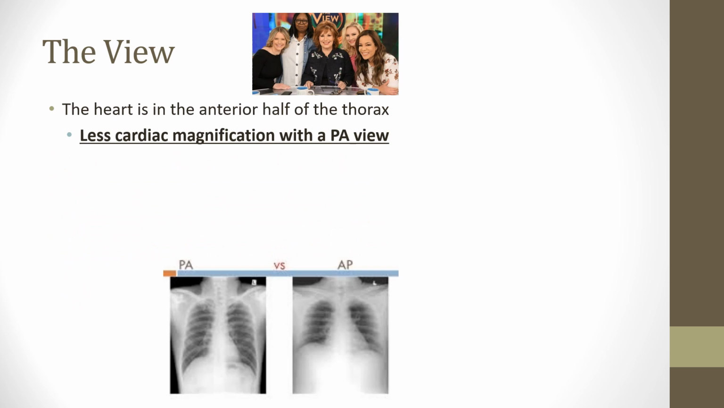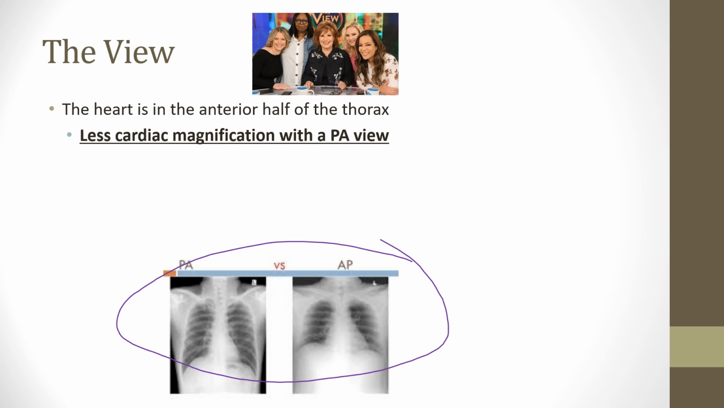So when we're looking at these views, the heart should be in the anterior half of the thoracic cage. Therefore, if we take a PA film versus an AP film, and I love this picture down here, you'll see the heart look much bigger in the AP side versus the PA side. So there's a lot less cardiac magnification with that PA view. It's a lot better diagnostics as far as looking at things like the bases and all other stuff.